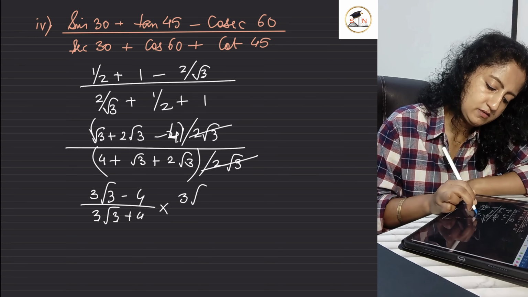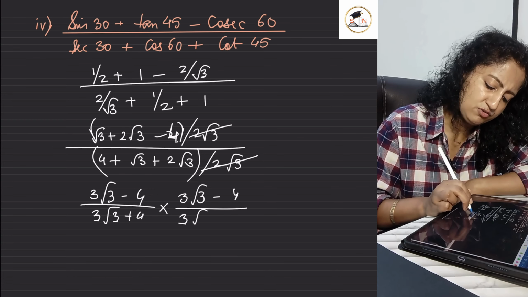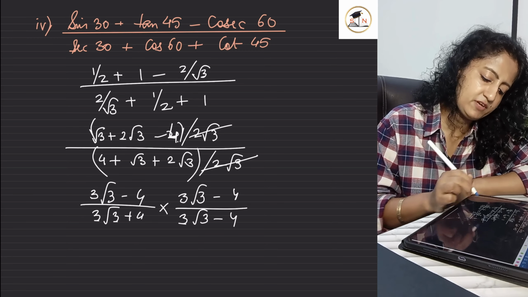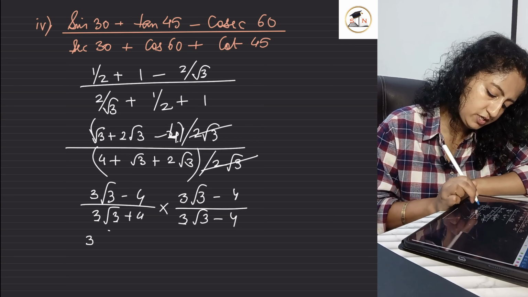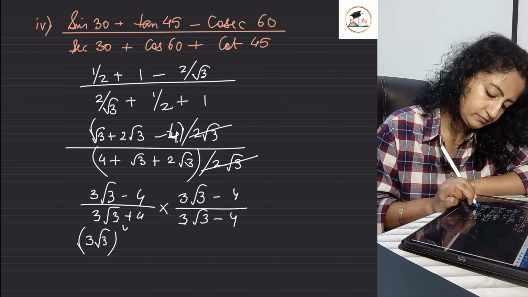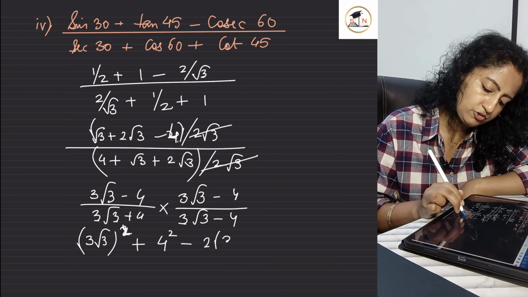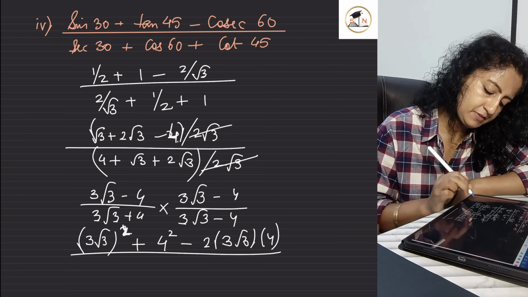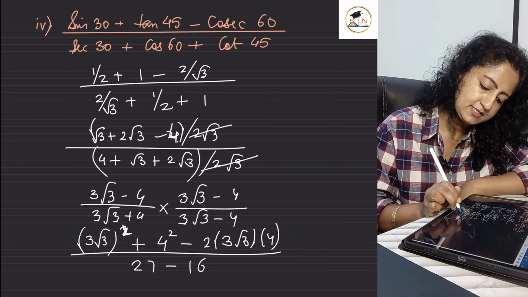Rationalizing. Class 10th mein rationalizing is very easy. You have done plenty of questions in class 9th, right? Numerator mein we are having a square, a minus b whole square. So 3√3 ka square plus 4 ka square minus 2 into 3√3 into 4. Denominator mein kya mil raha hai hamein? 3√3 ka square, that is 27 minus 16.